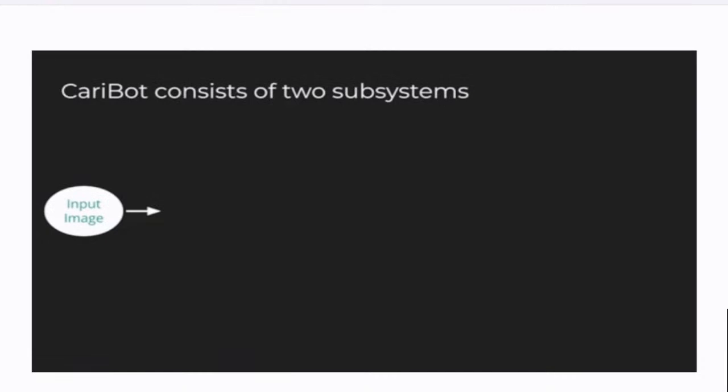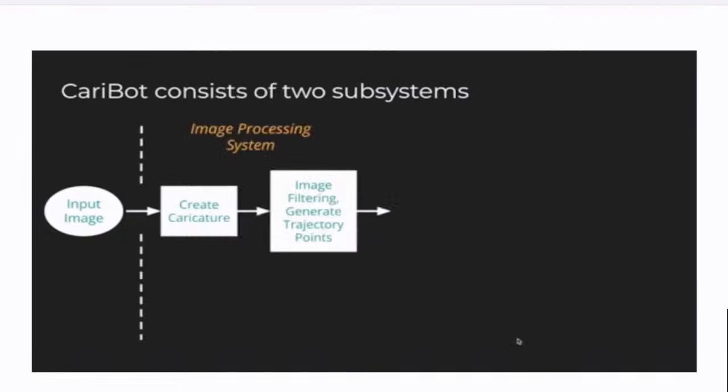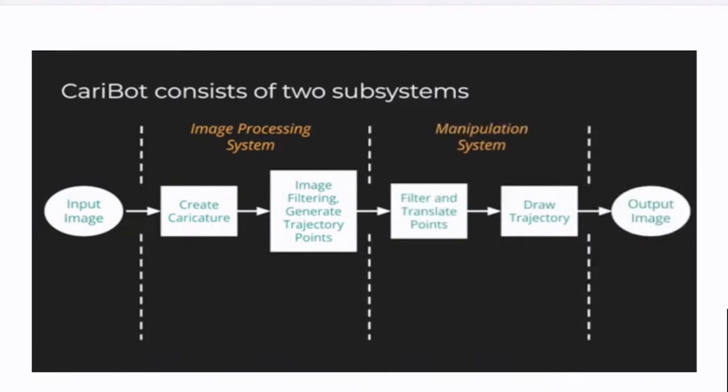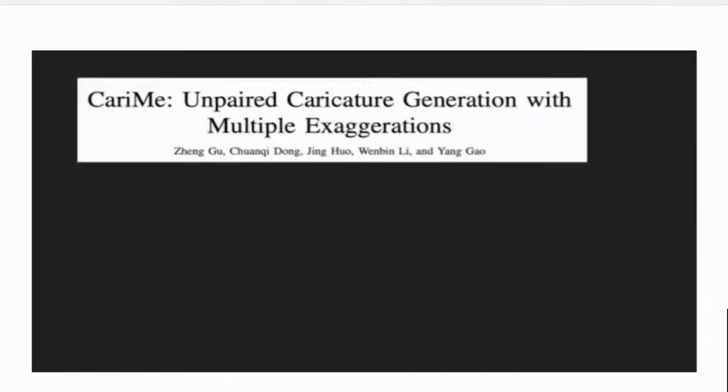So Caribot consists of two subsystems. Given an input image, we feed it into our image processing system, and then that generates a set of trajectory points that the manipulation system then uses to draw the actual output image. Now, the first step in our image processing subsystem is to create a caricature from a given input image. And to do this, we referred to the Carimi paper by Gu et al. and recreated their machine learning model in Google Colab.